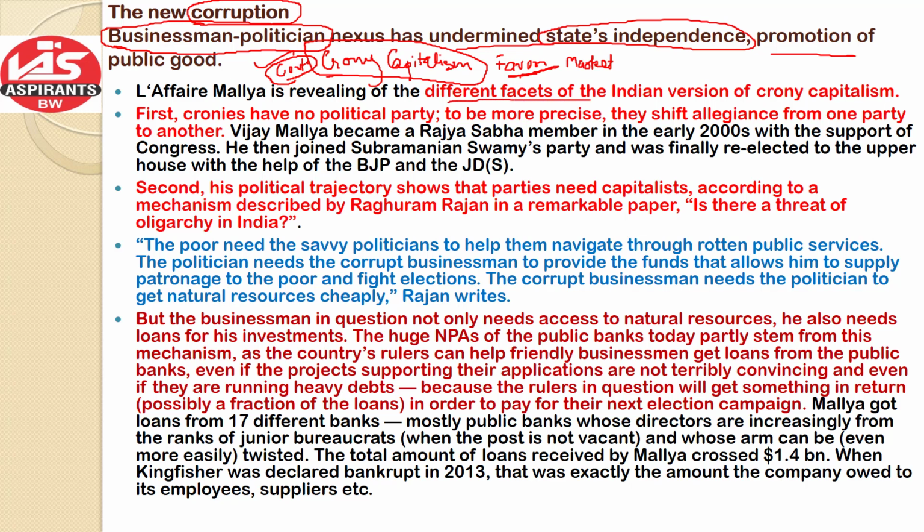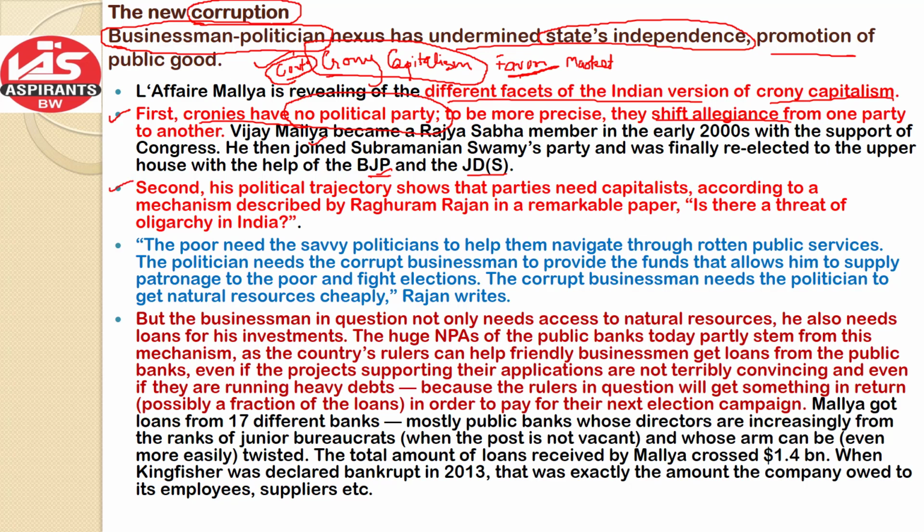So what are the different facets of the Indian version of crony capitalism? The author says the first facet is that the cronies have no political party. They do not belong to one political party, and to be more precise, they even shift their allegiance from one party to another. So if we see, Vijay Mallya once became a Rajya Sabha member in early 2000 with the support of Congress, but then he shifted his allegiance to BJP, and then he was re-elected to the upper house with the help of BJP and JDS.